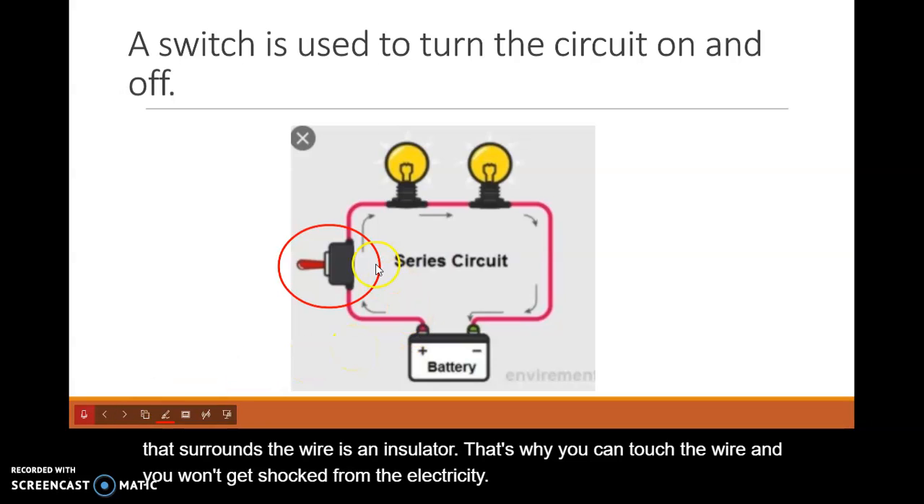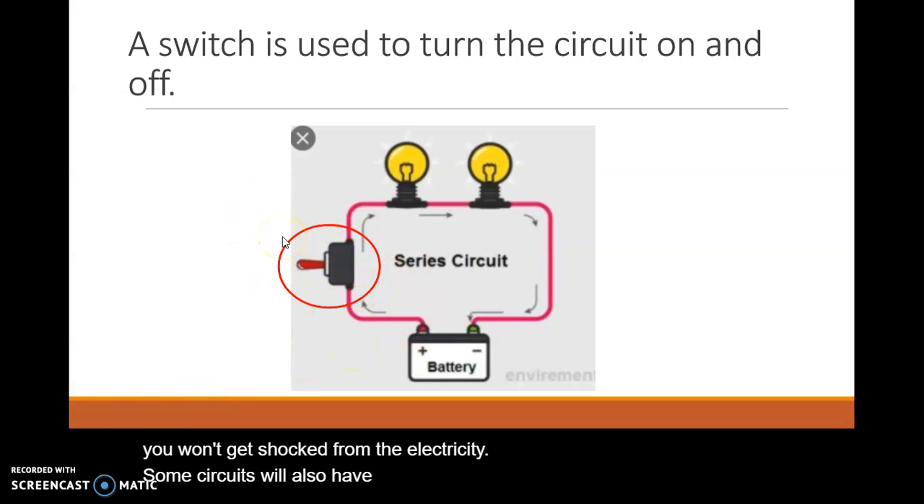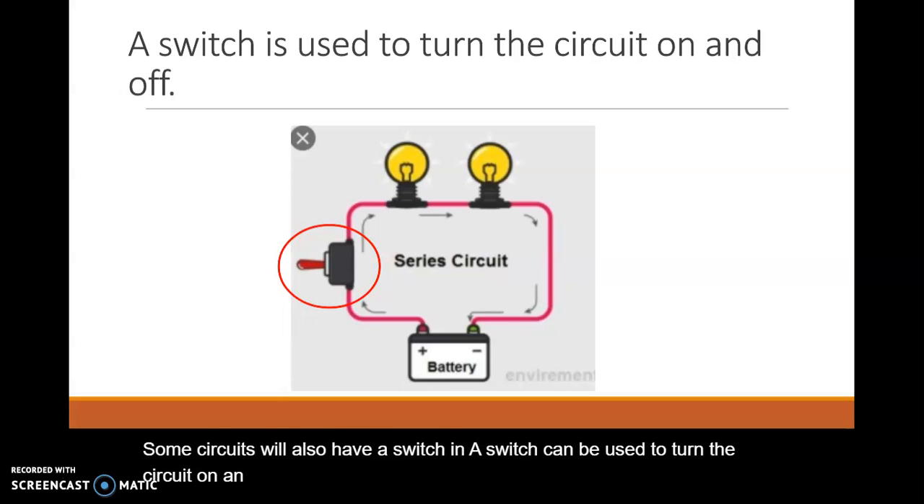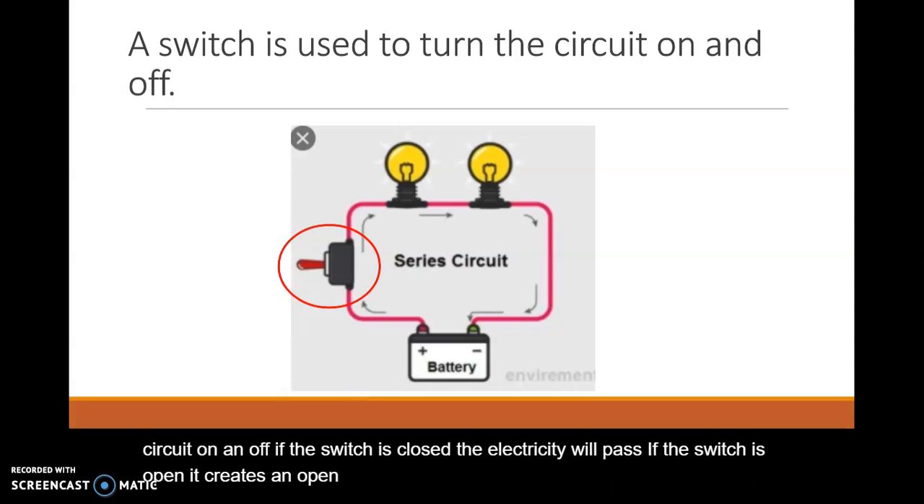Some circuits will also have a switch, and a switch can be used to turn the circuit on and off. If the switch is closed, the electricity will pass. If the switch is open, it creates an open circuit, so the electricity cannot pass.